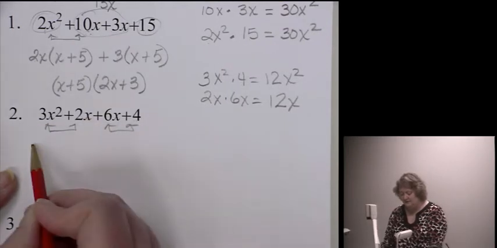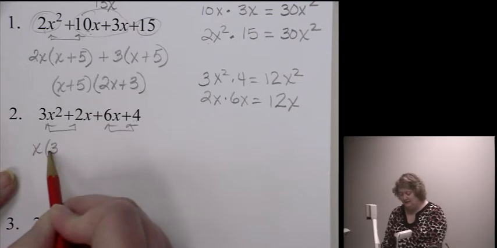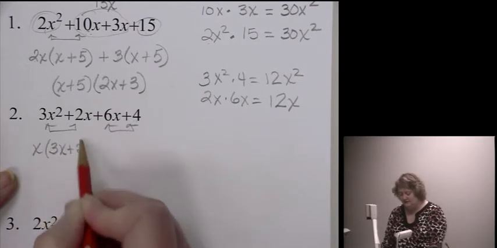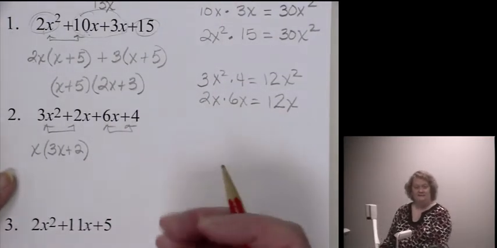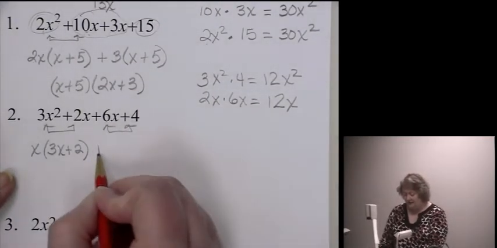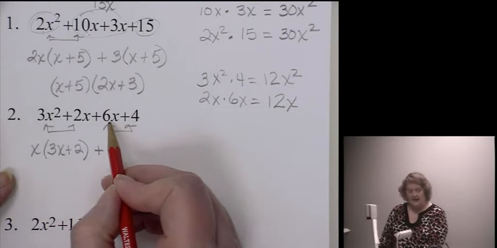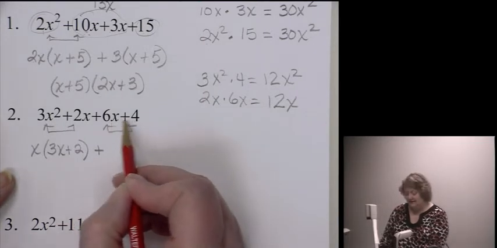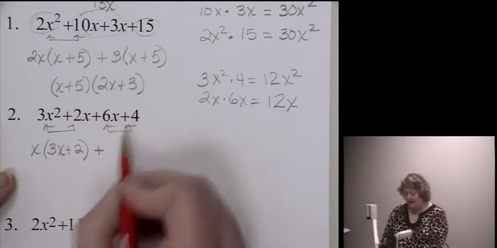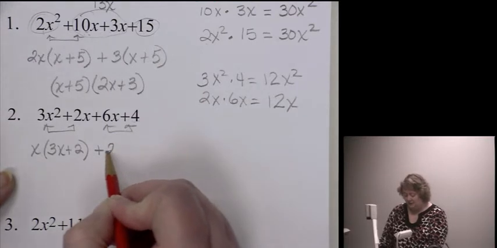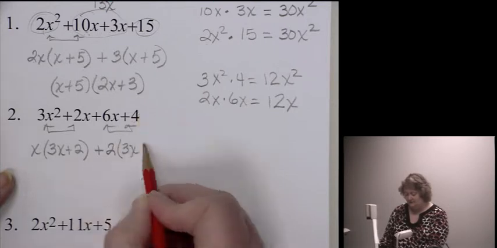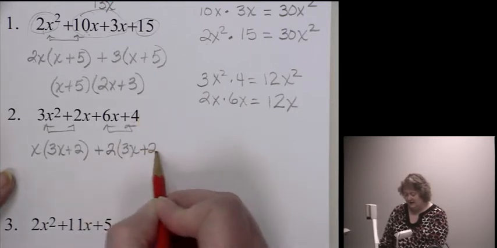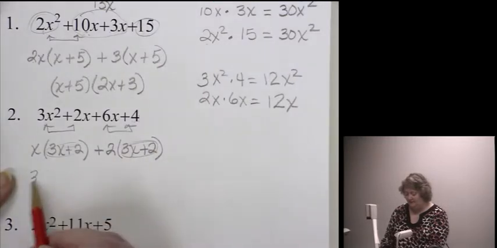Common to the first two terms is an x, and we're left with 3x plus 2. Again, I'm assuming that you know how to factor by grouping. If not, you do need to watch that video or that podcast. Common to the last two terms, 6x and the 4, would be a 2, and 2 goes into 6 3 times, 2 goes into 4 2 times, and that gives me that 3x plus 2 that's common.